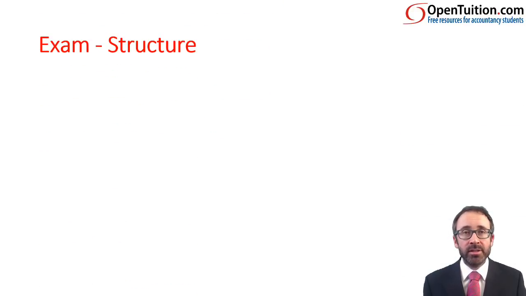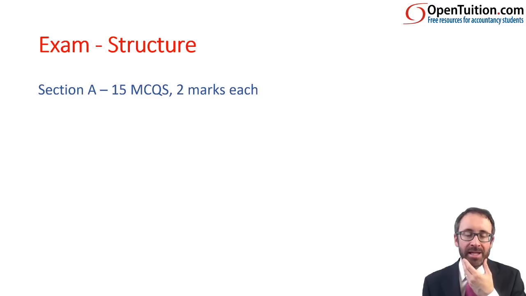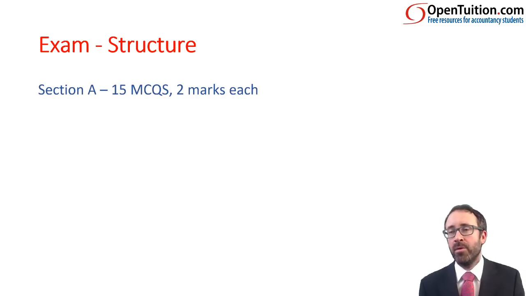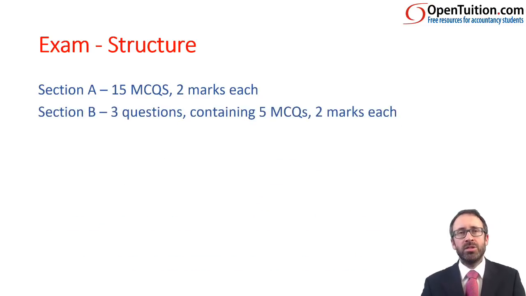The exam structure, subtle changes from what you may have sat previously if you're taking the exam again. Section A, 15 multiple choice questions, which will cover the entire syllabus. So the framework, accounting standards, analysis and interpretations. Each of those is worth 2 marks each, choice of A, B, C or D.